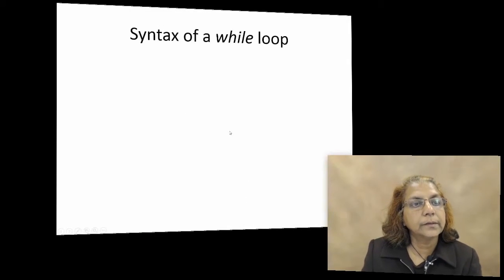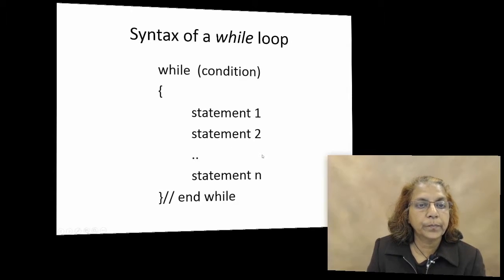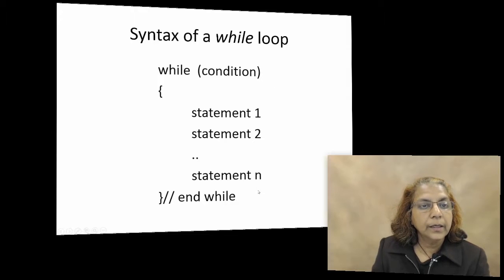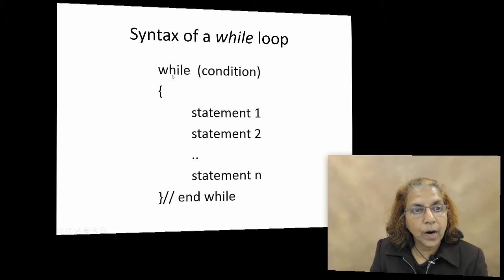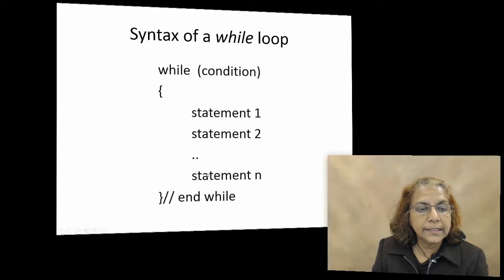So, while loops. Let's first look at the syntax of a while loop, and this is what it is. You write exactly like that: while, and you put the condition inside the parentheses, and these are all the statements which you want to be executed repeatedly as long as a certain condition is true, and you enclose them inside the curly braces. And again, it's a good practice to put this comment, end while.